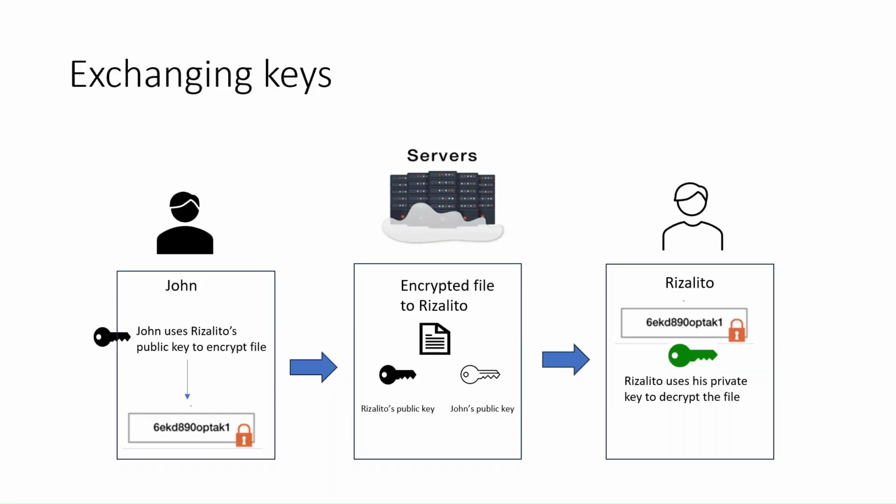So now let's talk about exchanging keys. For example, if John wants to send an encrypted file to Rizalito, John is going to use Rizalito's public key to encrypt the file. It would then be sent through the key server, but since we're not using a key server, we will just be using a web server to share the public key. Then Rizalito, when he receives the file, will use his private key to decrypt it.